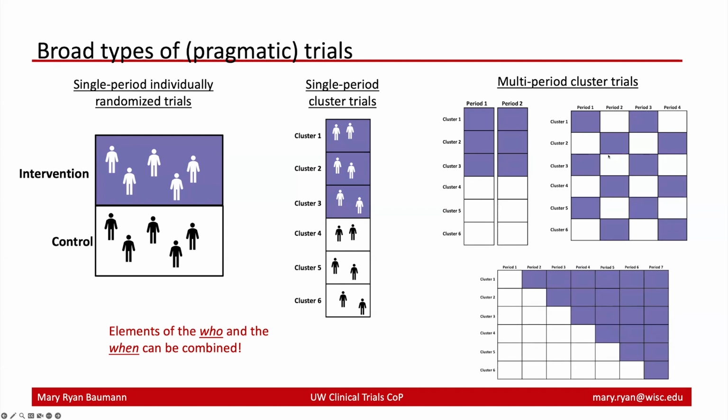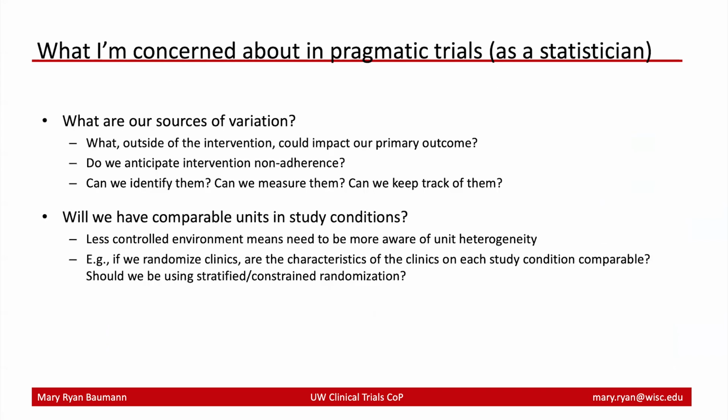Or you might have settings where clusters experience both trial conditions, like a crossover design like you see up here on the top left, or a stepped wedge design like you see down here on the bottom right. So you can kind of combine elements of who and when into the actual design of your trial. What you choose depends on what your outcome is, what your intervention is, and kind of what you're trying to get at. But you can get a little bit more creative, I feel like, in the design of these trials when you're doing a pragmatic trial. So those are the basic types of designs.